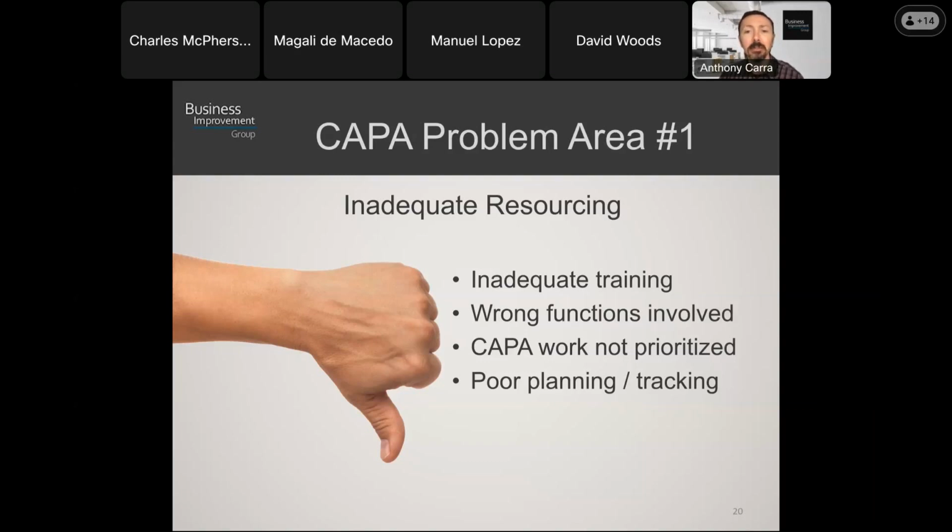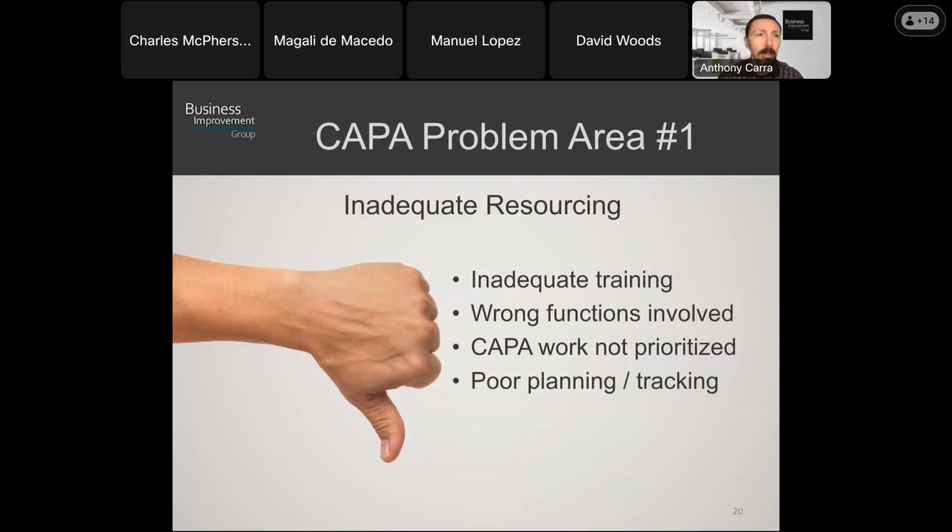Wrong functions involved, meaning that ideally you want to have cross-functional team members. You want to have team members that experience the pain of the problem itself. You want to have team members that may be contributing to that issue, and you want to have team members that can solve the problem. So you want to make sure that you have that good cross-functional representation, and very often we find that to be lacking as well. What's more concerning is that, on one hand, folks will say, Anthony, this is not true.